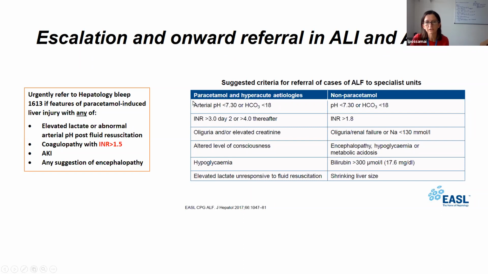These are national criteria, actually in the EASL European guidelines now, which suggest the criteria for referral to a specialist unit. By that we mean our regional transplant centre, which is the Royal Free. These can easily be found through a Google search, so I'm not expecting people to memorise them, but just know that there are defined criteria for referral to specialist centres, which you'll notice don't include the ALT, as I've mentioned, but do include metabolic status, coagulopathy, presence of encephalopathy, and renal dysfunction.